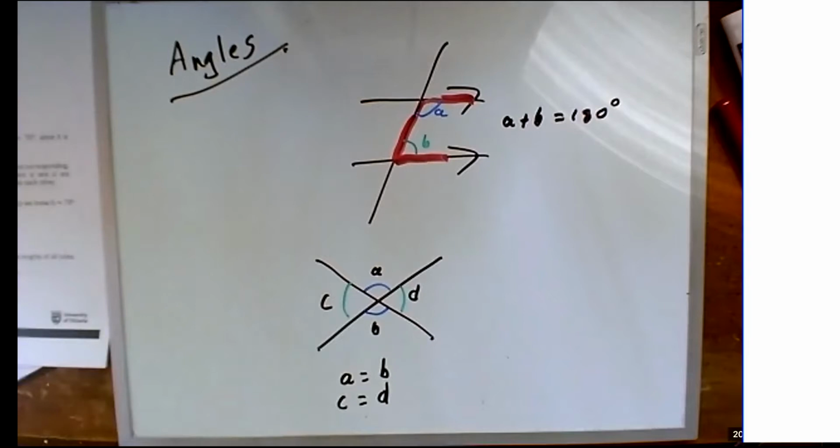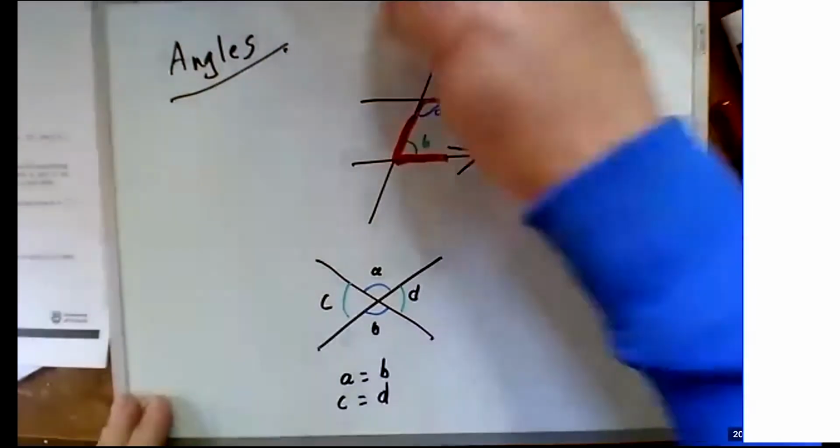So with all of that information, we can go ahead and work on a problem. And we can start to figure out all sorts of angles with very, very limited amounts of information. So let's take a look at a problem and work our way through it.